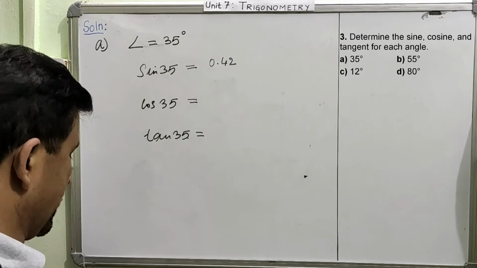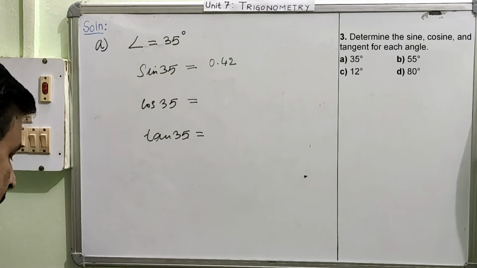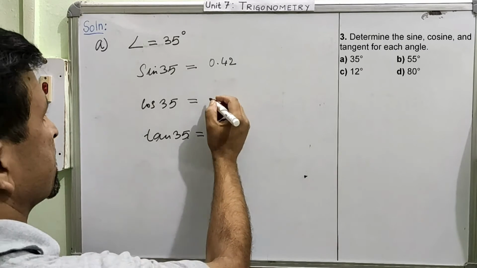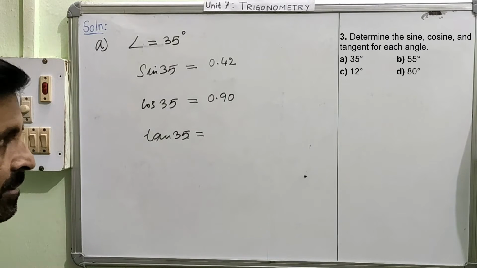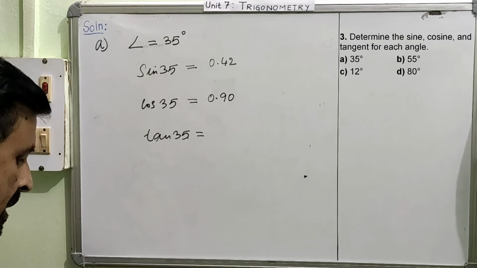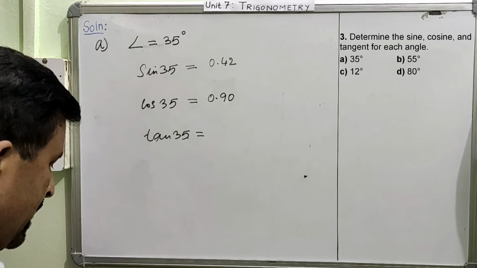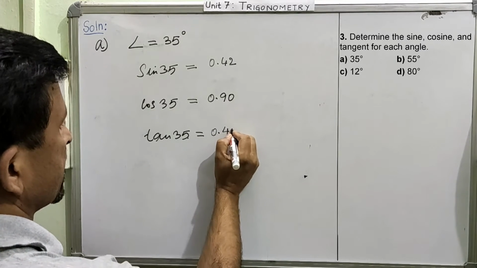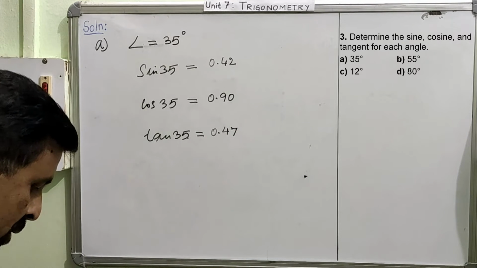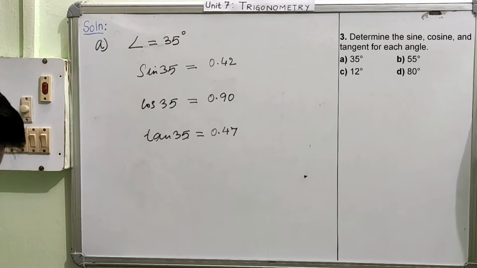Then similarly, you can type cos 35. This is 0.90. You have to write the answer up to 2 places of decimal. So we are writing up to 2 places of decimal. Then last one is tan 35. So the value of this one is 0.47. That's it. Only this much you have to do. Am I very clear? So this is how we have to do question number 3. Question number 3. Is it okay?